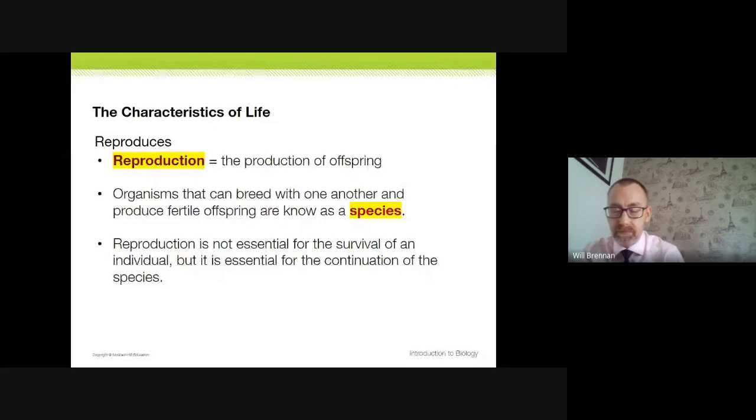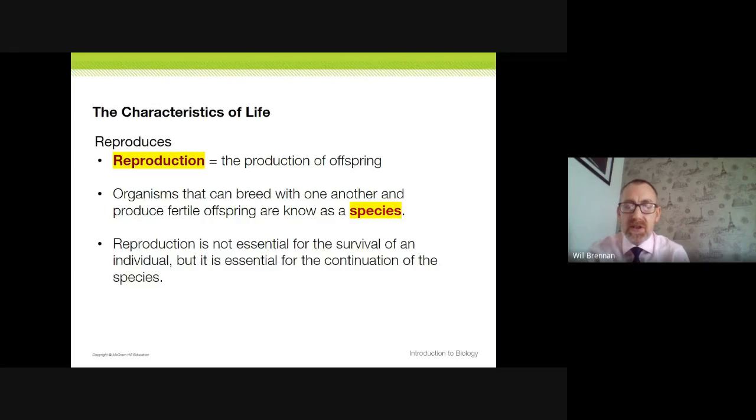Okay. Characteristic 4, reproduction. All living things reproduce. The ability of organisms to breed with one another and produce offspring are collectively known as a species. There's an important distinction here. Reproduction is essential for the survival of a species. If organisms do not have offspring, the species will become extinct.